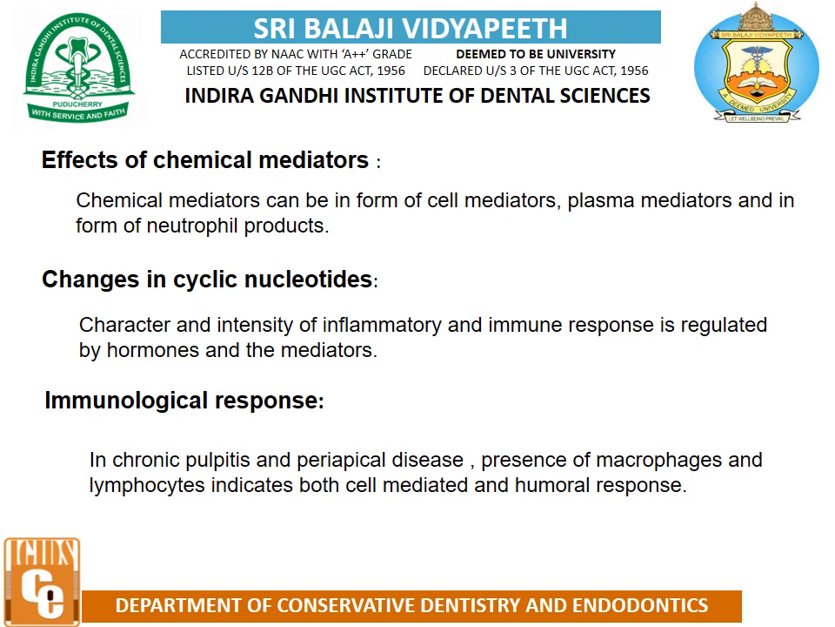Effects of chemical mediators. Chemical mediators can be in the form of cell mediators, plasma mediators and in the form of neutrophil products. Changes in cyclic nucleotides. Character and intensity of inflammatory and immune response is regulated by hormones and the mediators. Immunological response. In chronic pulpitis and periapical disease, presence of macrophages and lymphocytes indicates both cell-mediated and humoral response.